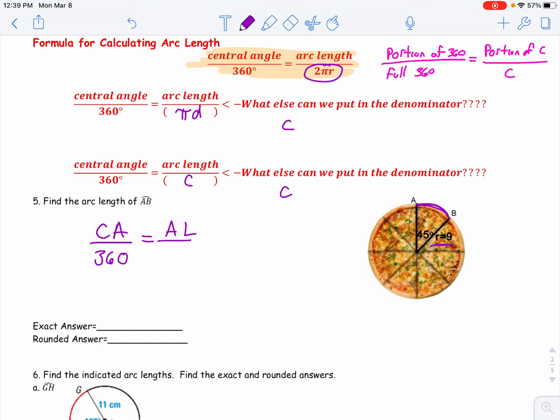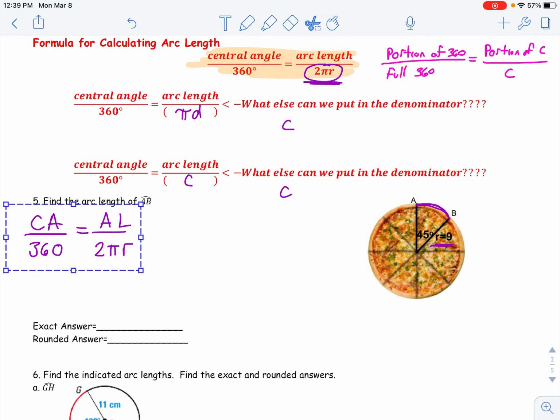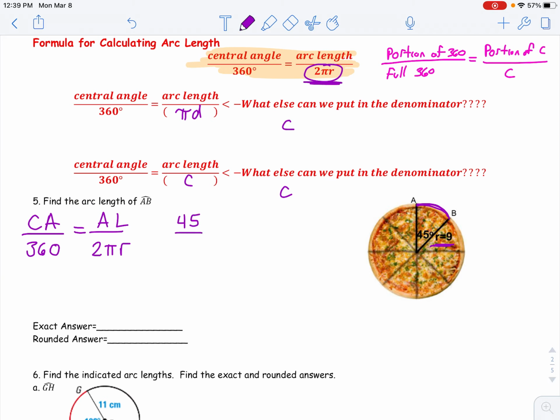Notice I have the radius, so I'm going to use 2 pi r. Depending on what I have or what I'm trying to find, it's going to force me to use either 2 pi r, pi times diameter, or C itself. We're going to write this proportion a lot because now I'm going to plug in. My central angle is 45 degrees over 360. Arc length is what I'm finding, so I'm going to call that x, over 2 pi times 9.